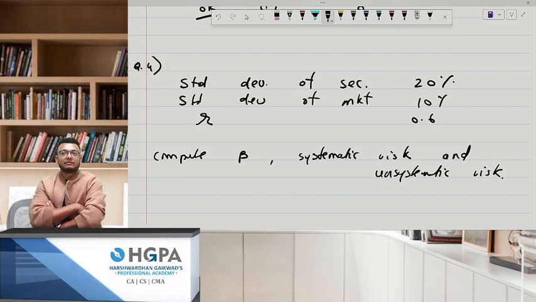Beta you can compute. Okay, which formula of beta you will use? First, second, or third? Second. So everything is given. Write down the formula first. What is the formula for the second beta? Standard deviation of security upon standard deviation of market into R. Everything is in front of you. Please give me an answer first.